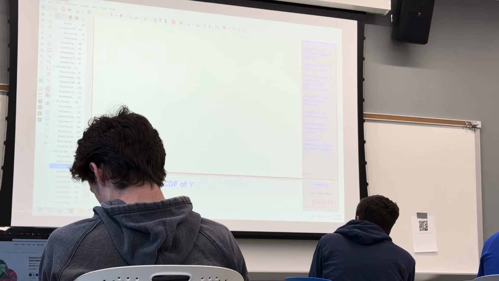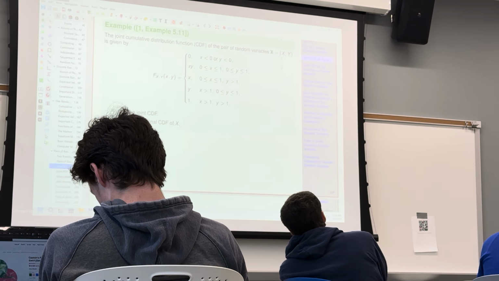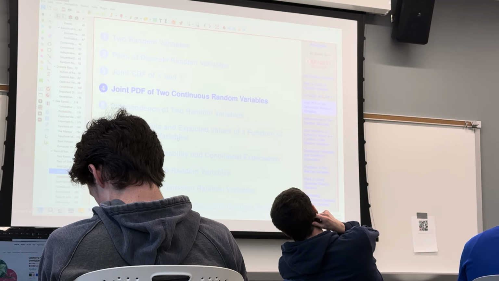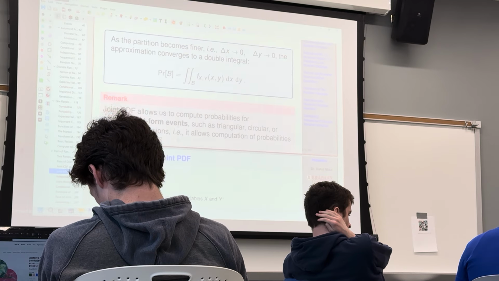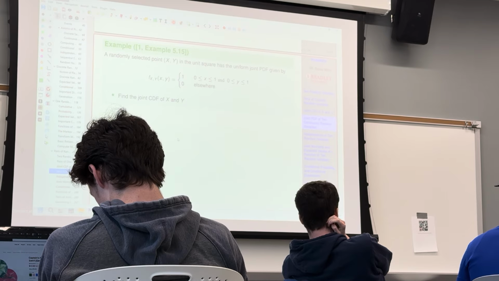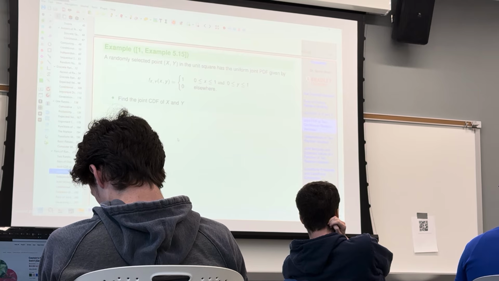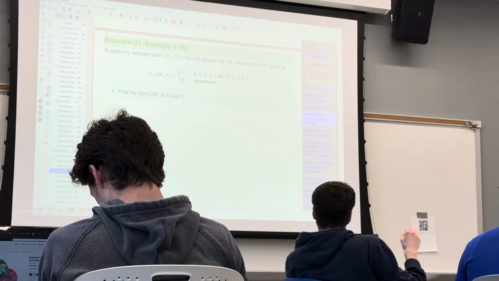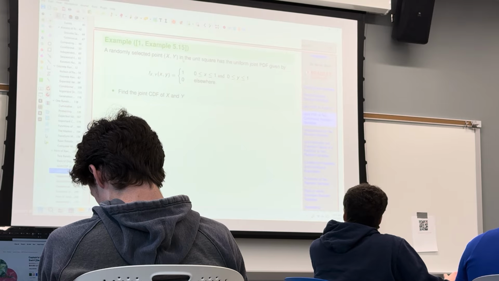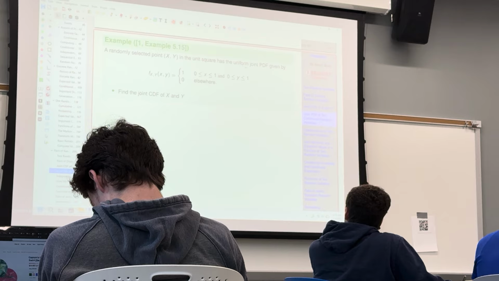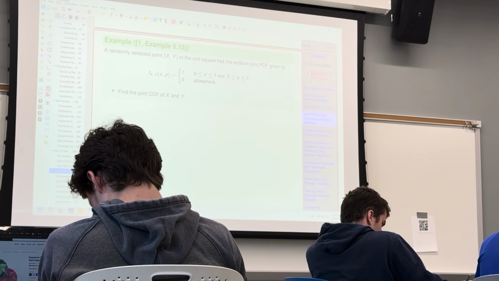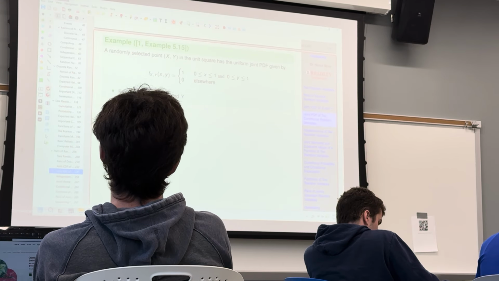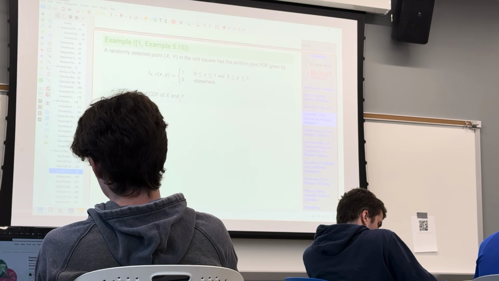So after that, we have joint PDF. Joint PDF, probability density function, very important, but I am going to mainly focus on this sort of problem. So a randomly selected point in the unit square has uniform joint PDF given by this joint PDF, find the joint CDF of X and Y. Okay?